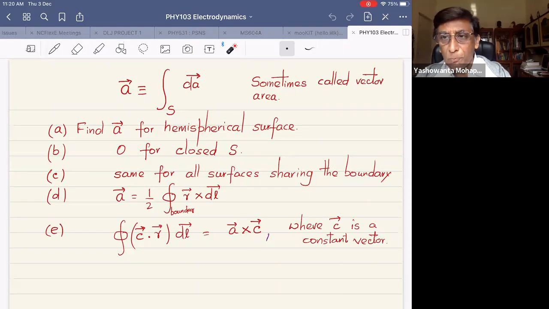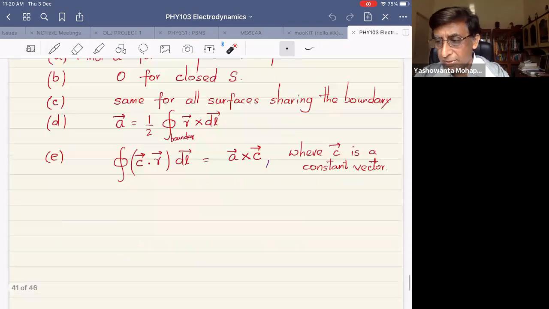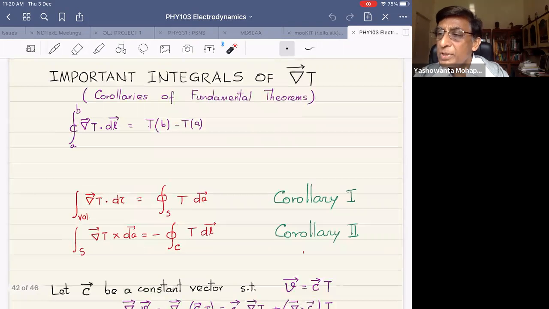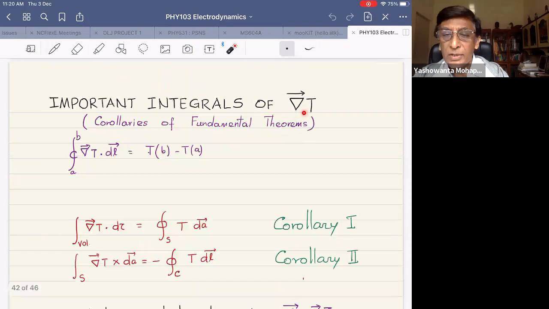But before doing that, all this becomes very simple if we take 2 corollaries of the theorems that we have already done. They're very important corollaries and very straightforward. Let me first discuss that. I'll call these important integrals concerning the gradient of a scalar t. They are corollaries of the fundamental theorem.